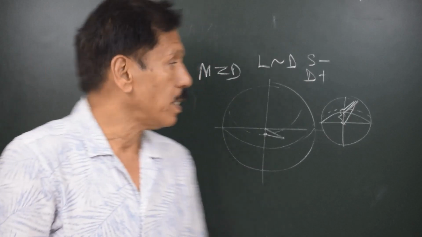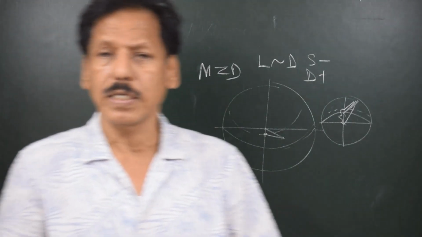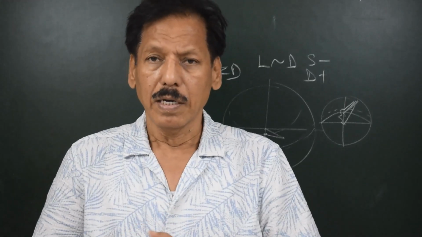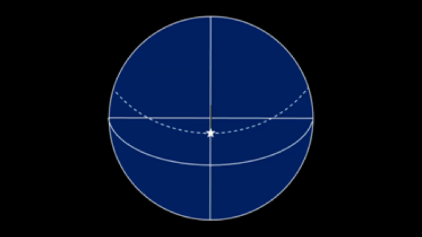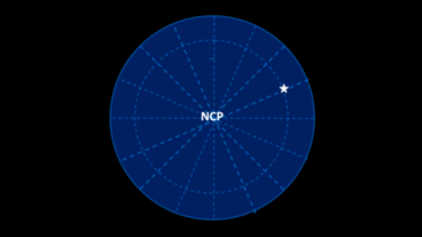Now it is given by a simple equation, that is L difference D is meridional zenith distance, same name subtract, different names add. So whether the candidate knows about this particular relationship will be known by this numerical that I'm going to do with you. Now it says that there is an observer at North Pole. He finds a star at altitude of 21 degrees.